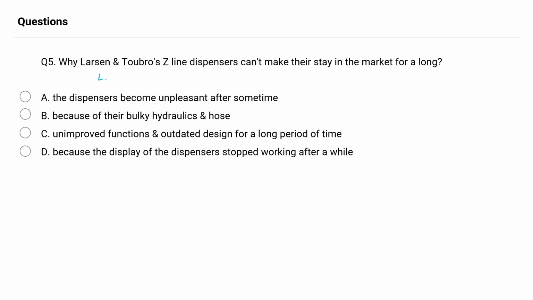Why did Z-line dispensers not make their stay in the market for long? For what reason? I mean, they were there for 5 to 6 years, maybe 7, 8 years, but not more than that. The options are: the dispensers became unpleasant after some time because of the bulky hydraulics and hose; unimproved functions and outdated design for a long period of time; and because the display of dispensers stopped working after a while.